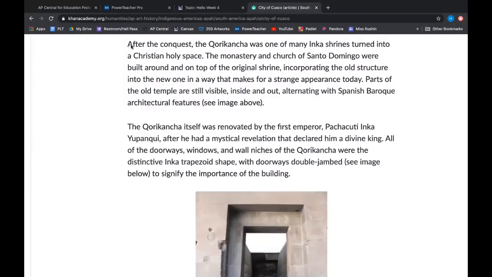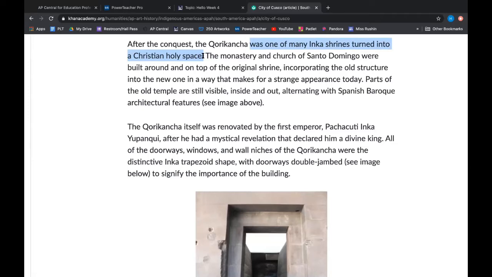All right, after the conquest, the Coricancha was one of many Inca shrines turned into a Christian holy space. So I would add this for context, why we have the Santo Domingo convent added. The monastery and church of Santo Domingo were built around and on top of the original shrine, incorporating the old structure into the new one in a way that makes for a strange appearance today. Parts of the old temple are still visible, inside and out, alternating with Spanish Baroque architectural features.